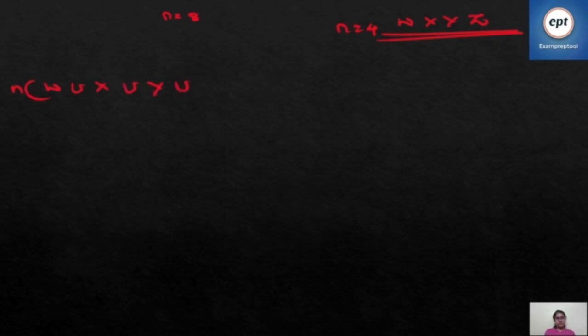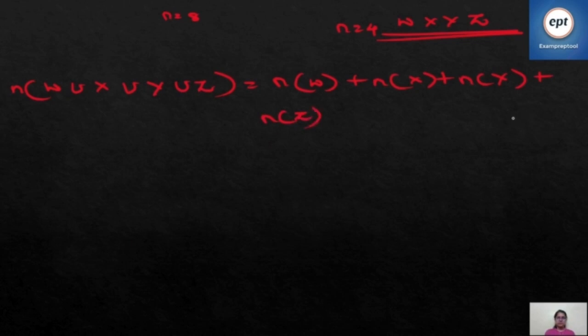So what will be the formula? Number of W's plus number of X plus number of Y plus number of Z. This we will do, and after that we will subtract the intersection of these two. First we will take WX, then WY, then WZ, then XY, XZ, then YZ. Like this, the intersection combinations we will subtract.